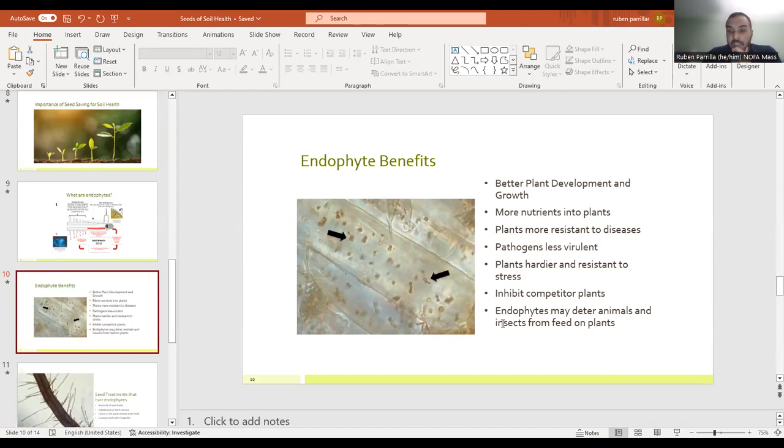And also, the endophytes may deter animals and insects from feeding on plants, and this is probably because the plant is just producing less simple sugars if you have a complete microbiome in the plant.